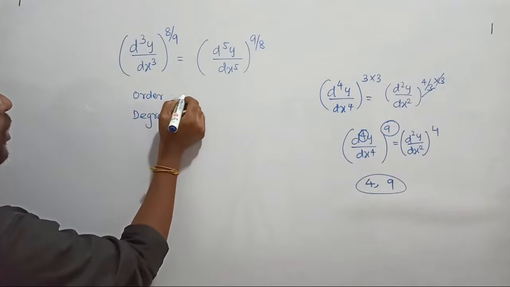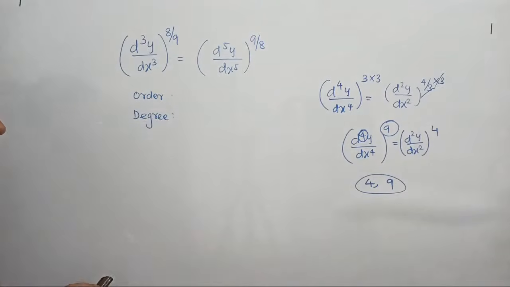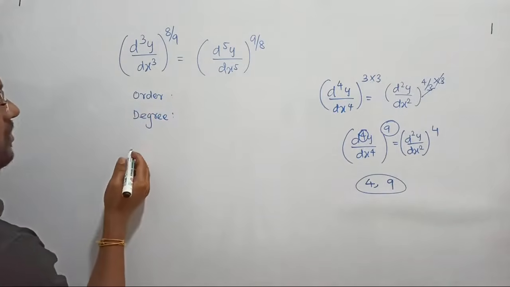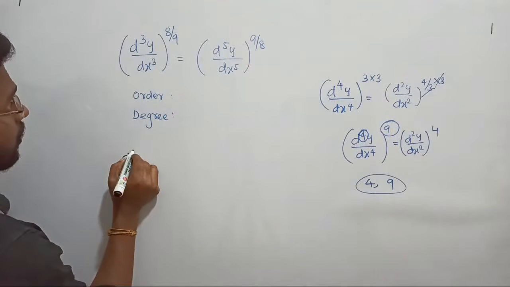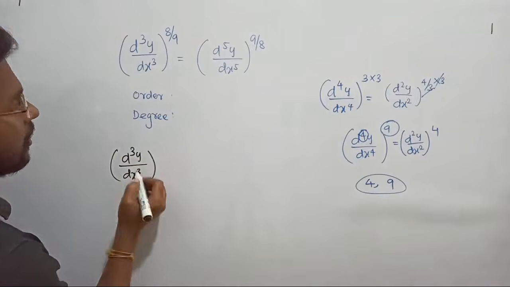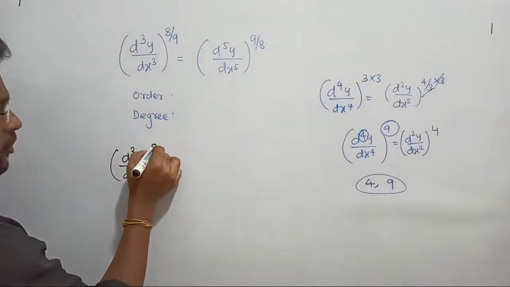Can you please do it? Don't wait for me, right? You please post your answer in the comment section, right? Because you might have understood these things, right? Let's start our journey with the first one. D cube y upon dx cube, in the power. See, fractions cannot be acceptable, right? So 8 by 9.